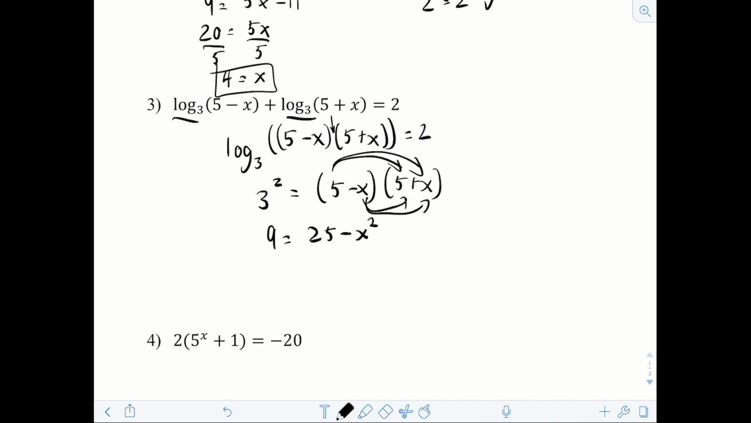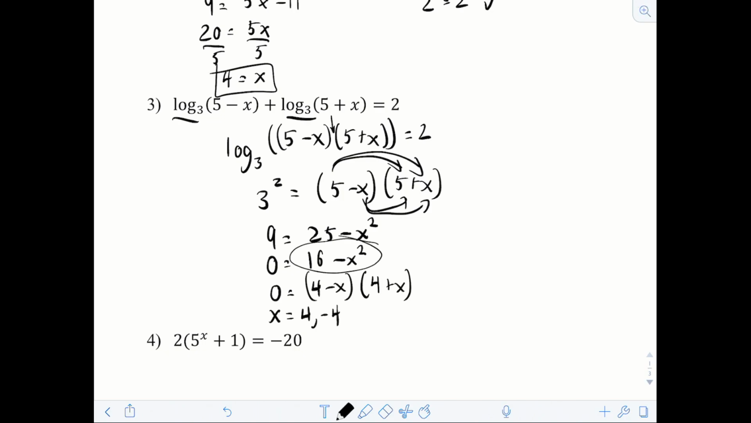So if I bring the 9 over, I end up getting the following. 0 is equal to, so I subtract that, so it gives me 16 minus x squared. So 0 is going to be equal to 4 minus x and 4 plus x. So that means that my two solutions are going to be 4 and negative 4.